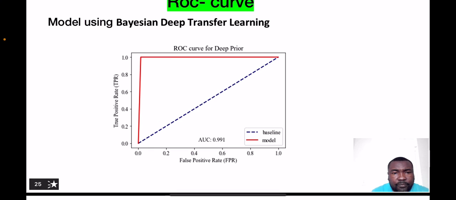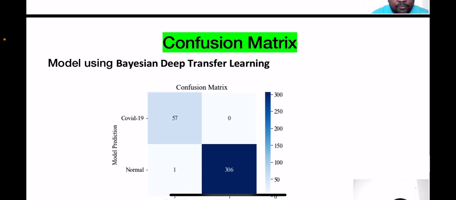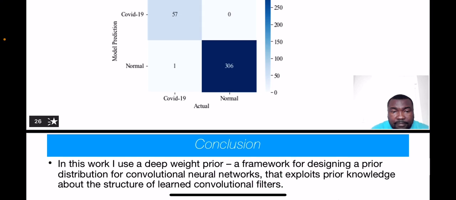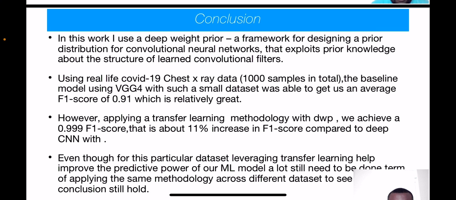And the ROC curve shows about 0.991 accuracy. The confusion matrix shows us that we only have one misclassification, compared to the model that we had before with 21 misclassifications. In conclusion, in this work, I used a deep weight prior, a framework for designing a prior distribution for convolutional neural networks that exploits prior knowledge about the structure of learned convolution filters, using real-life COVID-19 chest X-ray data, about 1,000 samples in total.